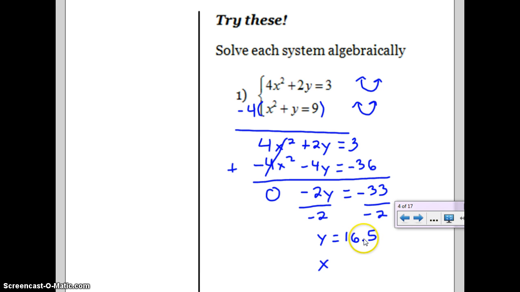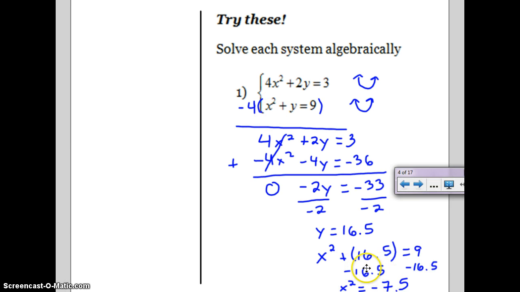Go ahead and pause here, take your 16.5, substitute it back into the y value in the first or the second equation, and see if you can solve for what the x value might be. In this problem, you get x squared equals negative 7.5, which would lead to an imaginary answer. Therefore, this system has no solution.